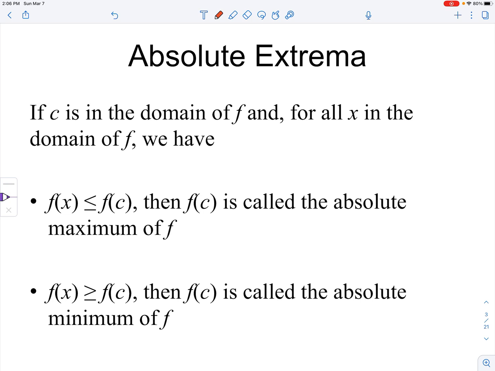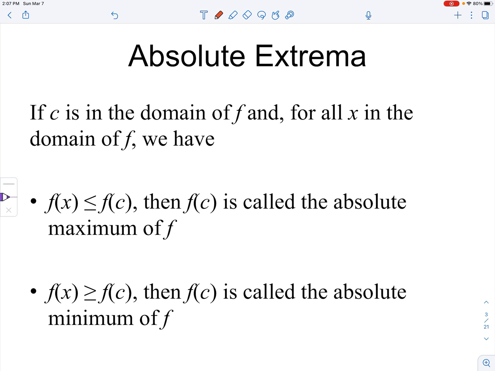Okay, and here's our more formal definition for absolute extrema. If c is in the domain of f, and for all x in the domain of f, we have f of c greater than or equal to f of x, then f of c is called the absolute maximum of the function. And all that means is f of c is the largest output, the largest y value of the function. And that value will be the function's absolute maximum.